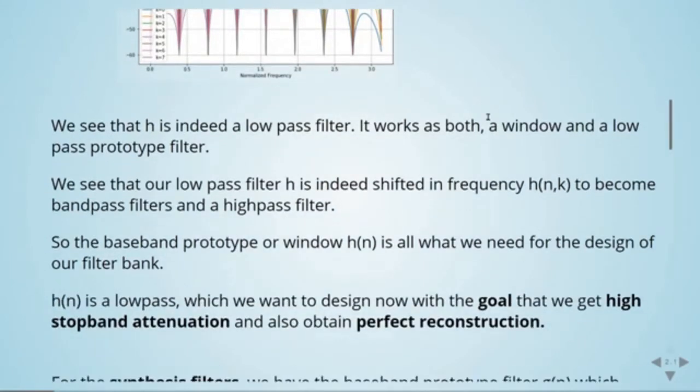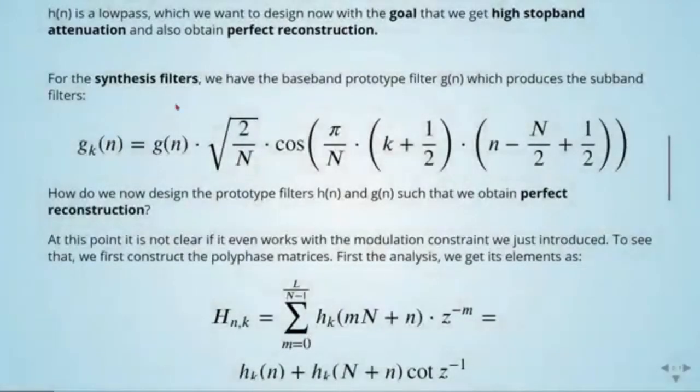So the baseband prototype or window H of n is what we need for the design of our filter bank. H of n is a low pass, which we want to design now with the goal that we get high stop band attenuation and also obtain perfect reconstruction. For the synthesis filters, we have the baseband prototype filter G of n, which produces the subband filters given by G k of n, with k being our subbands.